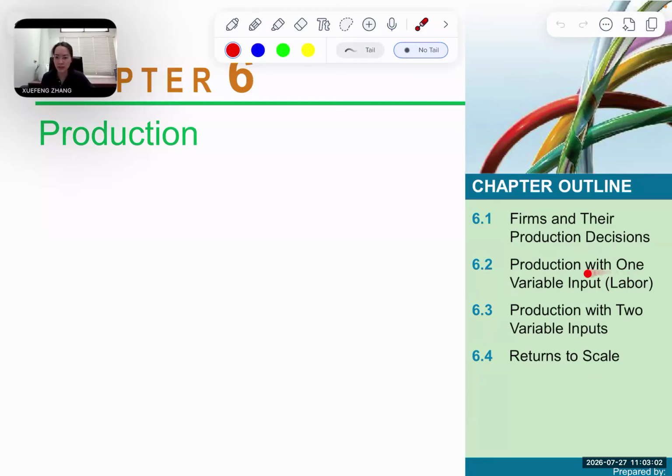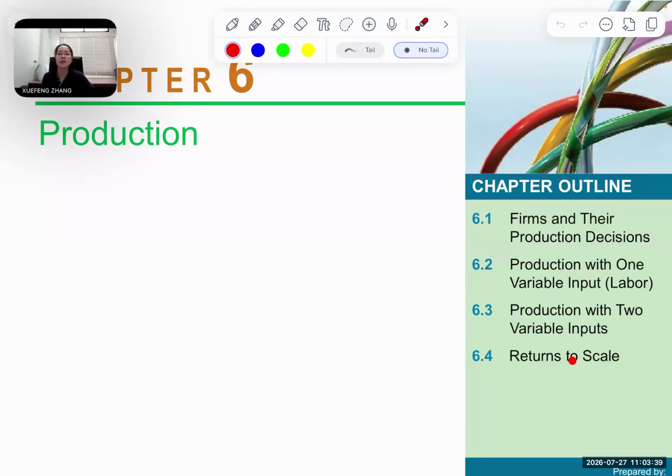So here is labor. We assume that if a firm can only change one thing, like how many workers to hire, how does output change? All right. Next section, production with 2 variable inputs. So here is like, what if the firm can change 2 things? Let's see, labor and machines. All right. So they can change 2 of them. What is the production? And next one, 6.4, which is returns to scale.